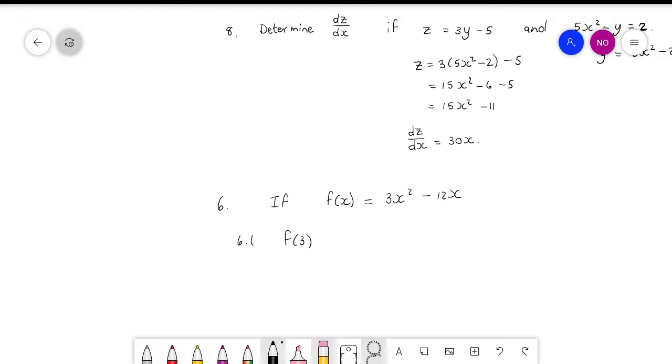So what they're asking here is just for you to substitute that in there, like that. And then you get minus 9. Okay, graphically, what does this mean?